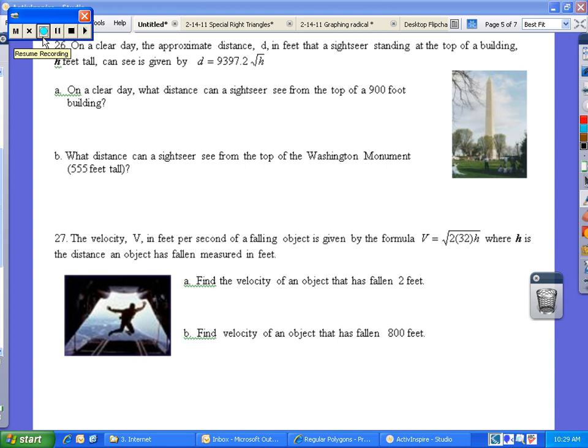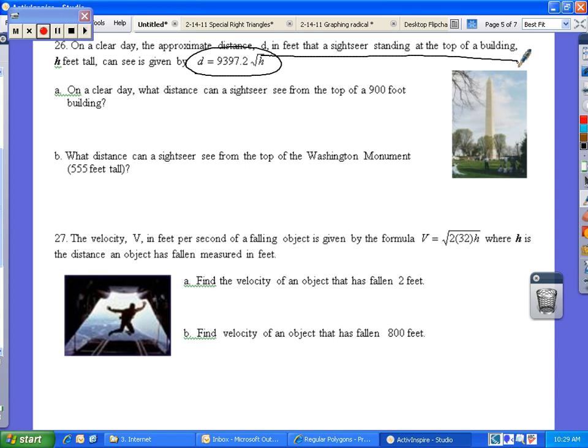Page 3, number 26. On this problem, they're giving us the function d equals 9,397.2 times the square root of h, where d is the distance that you can see standing from the top of a building. Again, please make sure that you identify what you know you're talking about, and that is h feet tall. In this case, we are given that the height of the building is 900, so h equals 900. And I'm just going to plug it in.